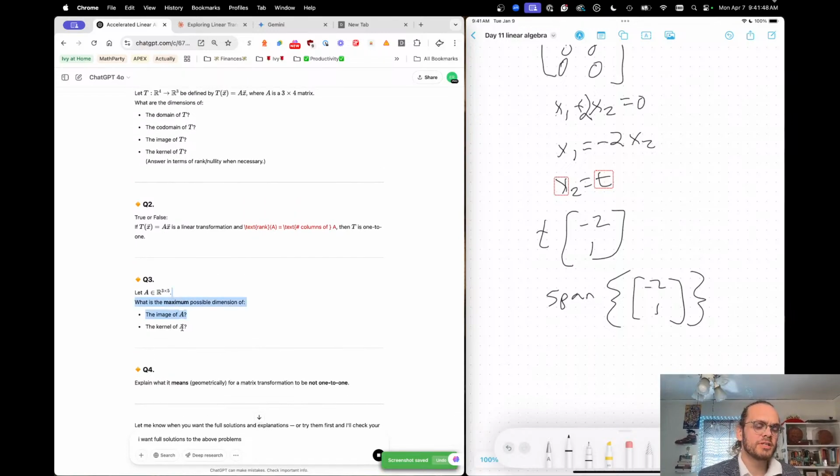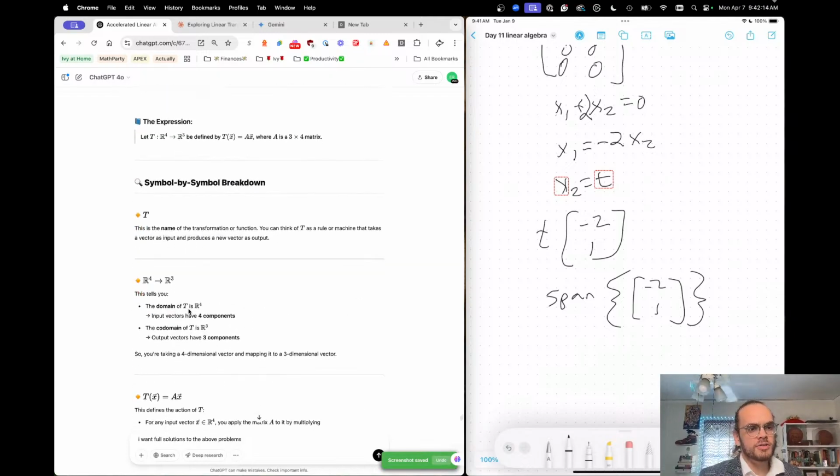Maximum possible dimension of the image of A, the kernel of A. I think that for the image of A, it's 3. For the kernel of A, is it 2 or is it 5? I don't know. True or false? If this is a linear transformation and the rank of A is equal to the number of columns of A, then T is 1 to 1. I'm guessing false. Not sure though.